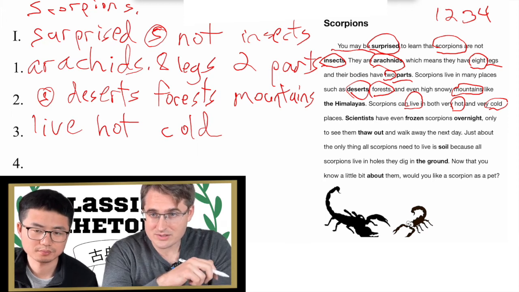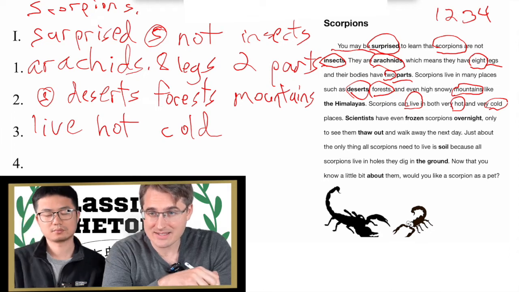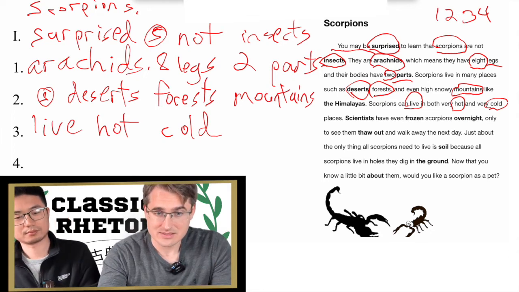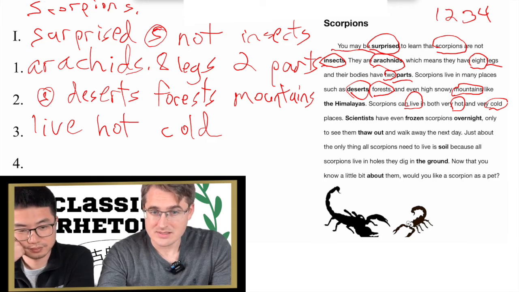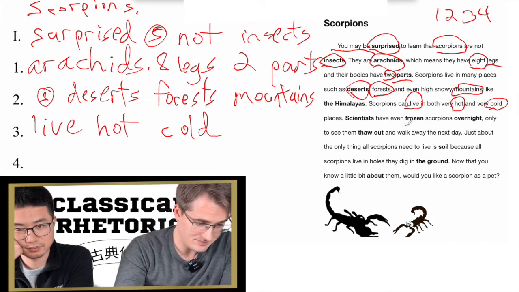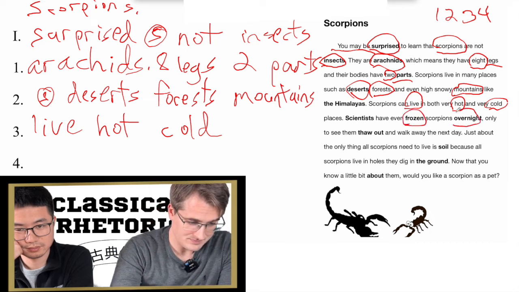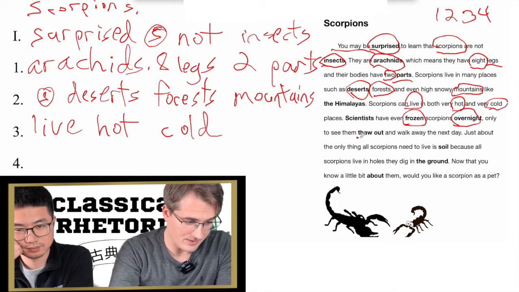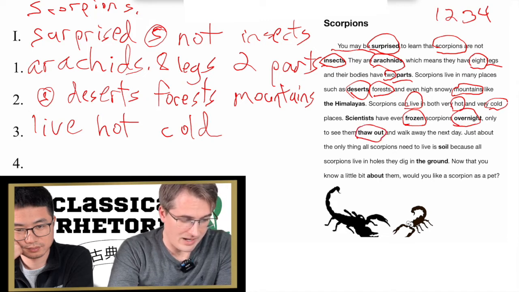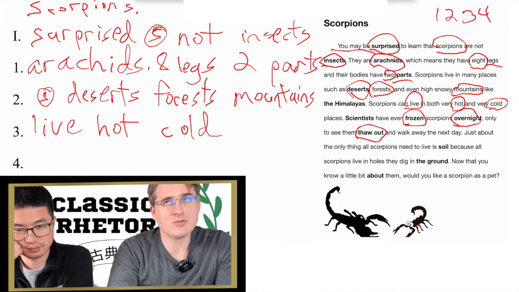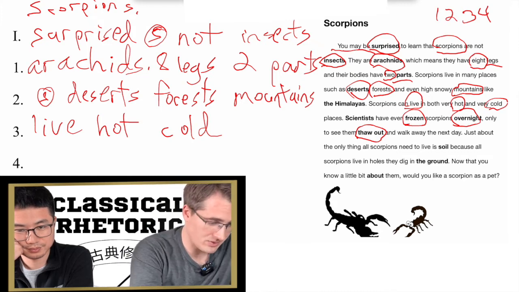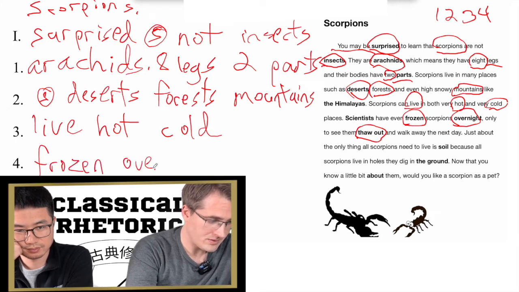Next sentence. Scientists have even frozen scorpions overnight, only to see them thaw out and walk away the next day. Alan, can you give us 3 keywords? Frozen. Overnight. Thaw out. Good. I'm going to give thaw out as one word because it's a phrasal verb. So that counts as one word. Frozen. Overnight. Thaw out.